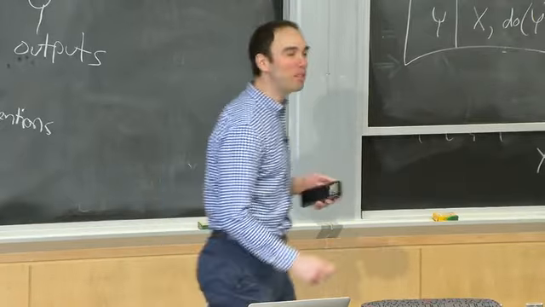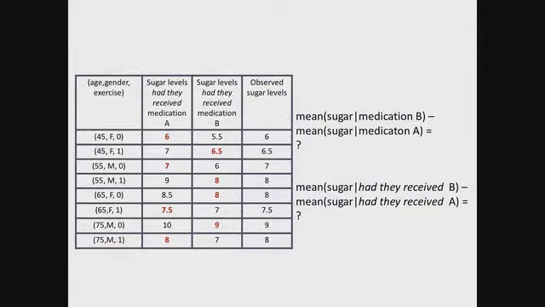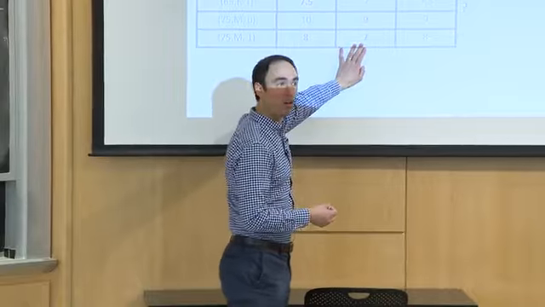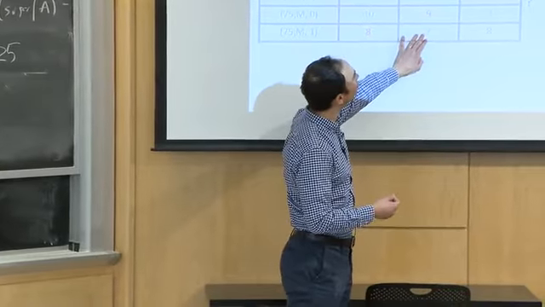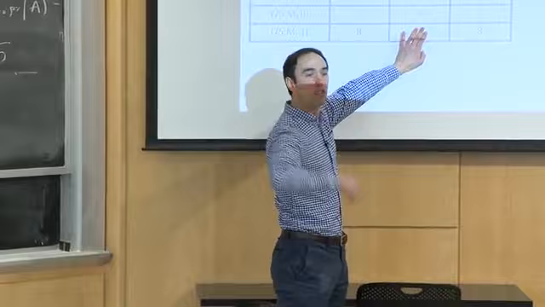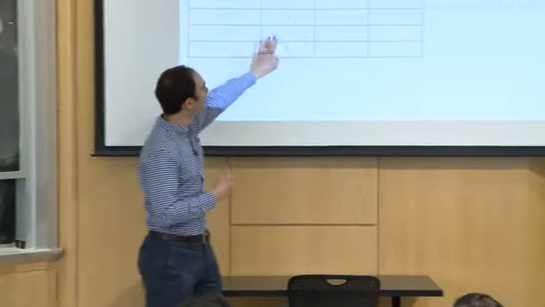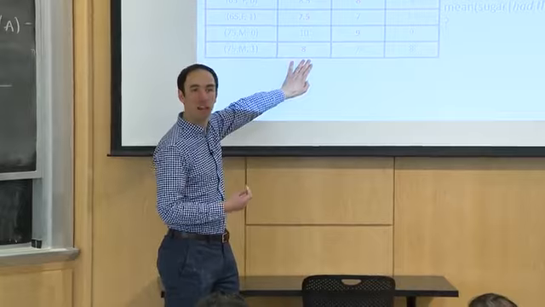Now, let's do something different. Now let's compute the actual average treatment effect, where we're going to average every number in this column, and average every number in this column. This is the average sugar level under the potential outcome of had the individual received treatment B. And this is the average sugar level under the potential outcome that the individual received treatment A.